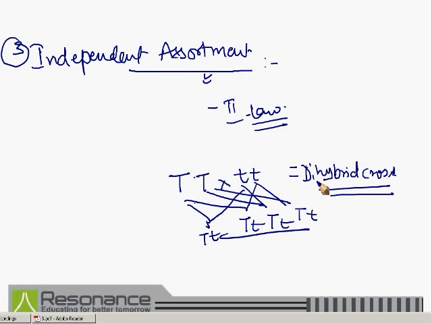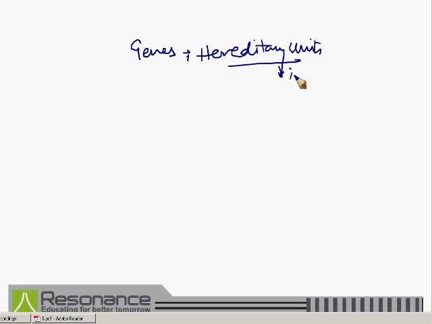By these laws, we can confidently say that genes are hereditary units made up of DNA, responsible for transmission of characters from one generation to the next. With this, we conclude this session. We'll discuss the remaining part next time.